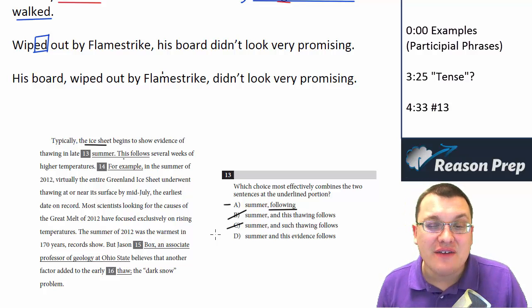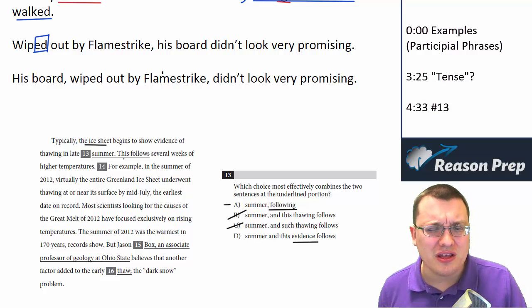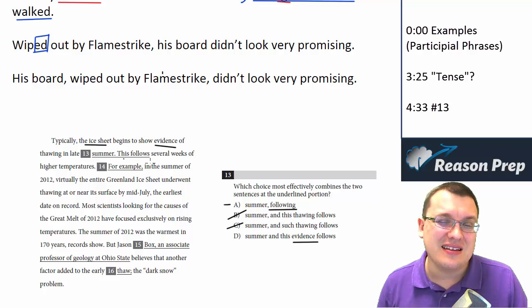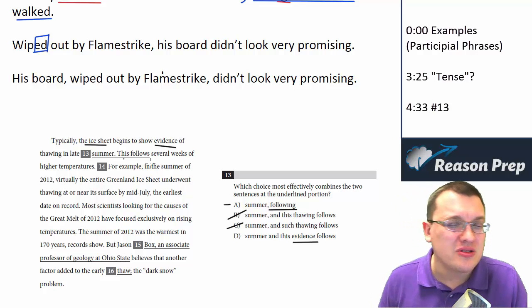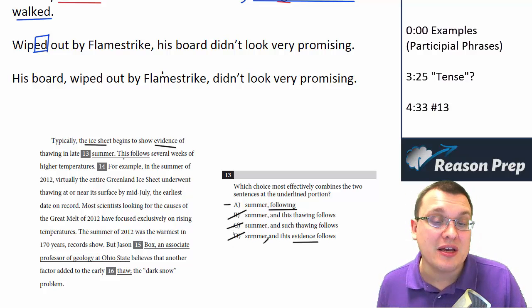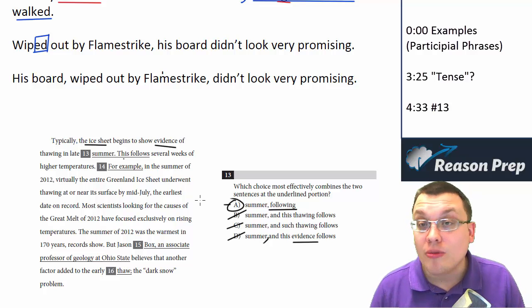D, and this evidence follows several weeks of higher temperatures. I guess this is referring to the evidence of the first part, but it's a bit odd considering really it's the thawing that's following the higher temperatures, not really the evidence. We would need a comma here. This falls under the same issues as B and C anyway. So the one that's shortest, most concise, and grammatical is A.